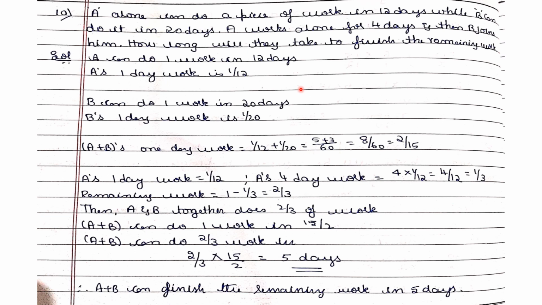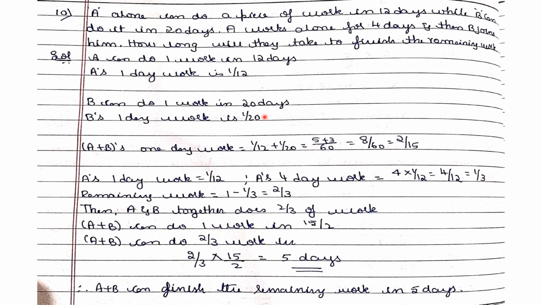A alone can do a piece of work in 12 days. So here be careful, what they are telling is A alone can do a piece of work in 12 days, while B can do it in 20 days. A works alone for 4 days and B joins him. How long will they take to finish the remaining work? So here his overall work is 12 days. His 1 day work is 1 divided by 12. So B's work is 20 days. His 1 day work is 1 divided by 20.